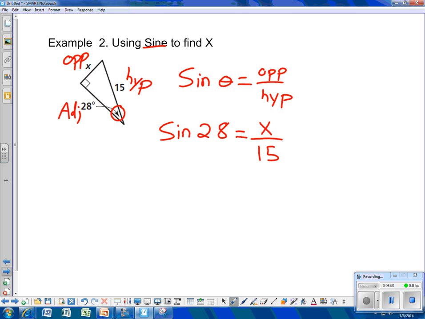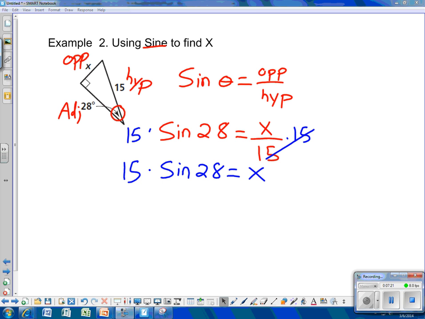Now we have an equation again, which we can solve. We're going to do exactly the same thing we did last time with tangent: we're going to multiply both sides by 15. In doing so, we end up with 15 times sine 28 equals x. And again, you can take a second and put this into your calculator, and you should end up with just over 7.04.